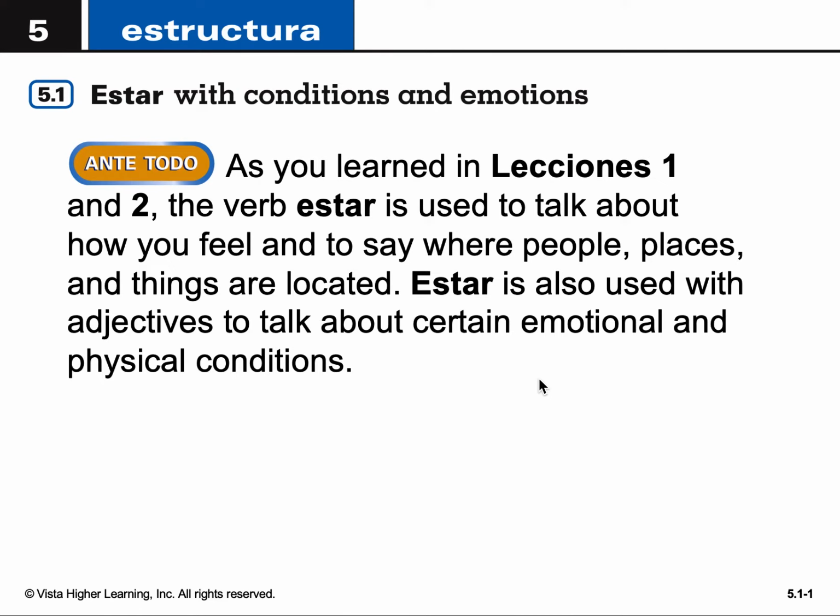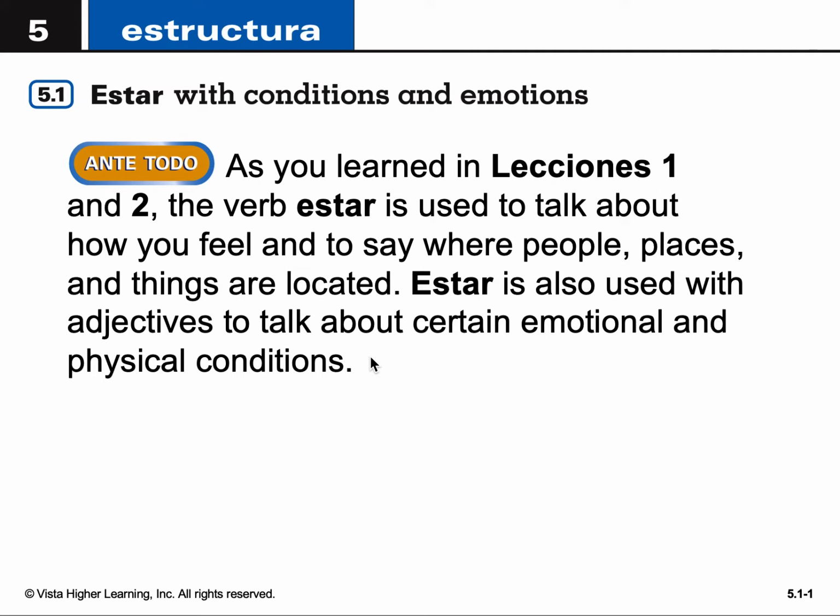So if we can tie these up in a neat little bow, let's think about estar. When you have to choose between ser and estar, think estar first. Estar you will use for how you feel, which is really a temporary condition or feeling, and then to say where people, places, and things are located. So really it's about conditions and locations. All other instances are going to use the verb ser.